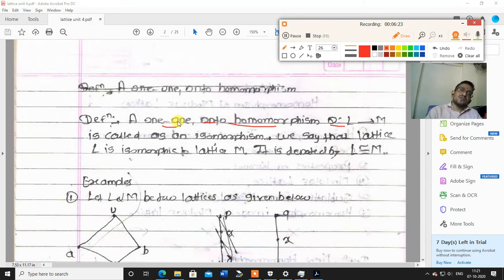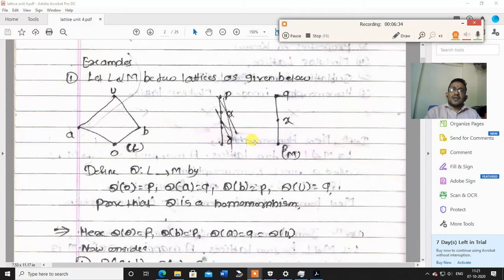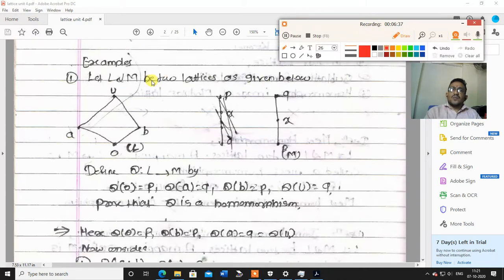Okay, this is important. Here we can see the definitions of homomorphism, meet homomorphism, join homomorphism, endomorphism and isomorphism. So we take one of the examples. Let L and M be two lattices. This is lattice L and this is lattice M. We define a function theta from L to M by theta of 0, that is the image of 0, is P, the image of A is Q, the image of B is P, and the image of U is Q. What is U? U is the greatest element of the lattice.